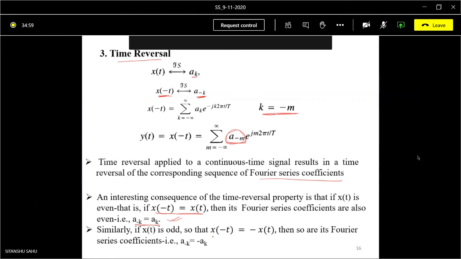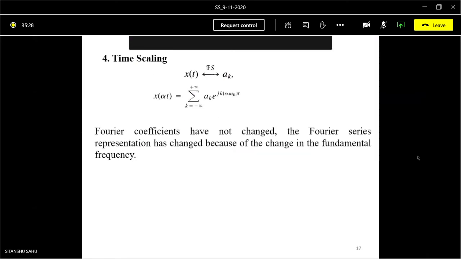Similarly, if x of t is odd, that is x of minus t equal to minus x of t, this is the odd property. Then its Fourier series coefficients are also odd. That means a of minus k is nothing but minus ak, so you get the negative coefficients. So this is the time reversal property of Fourier series.